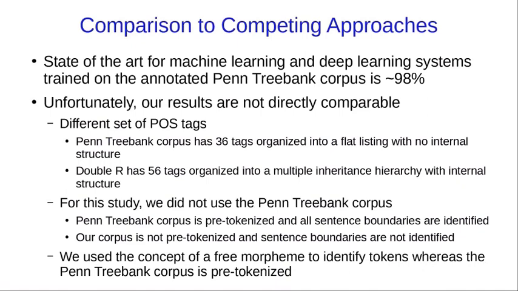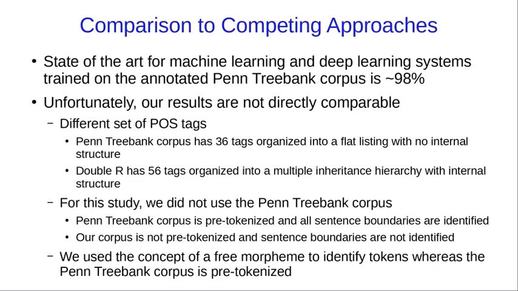In terms of comparison to competing approaches, the state of the art for machine learning and deep learning systems trained on the annotated Penn Treebank corpus is approximately 98%. Unfortunately, our results are not directly comparable. For one, their grammar uses a different set of part-of-speech tags. The Penn Treebank corpus has 36 tags organized into a flat listing with no internal structure, whereas R has 56 tags organized into a multiple inheritance hierarchy with internal structure.